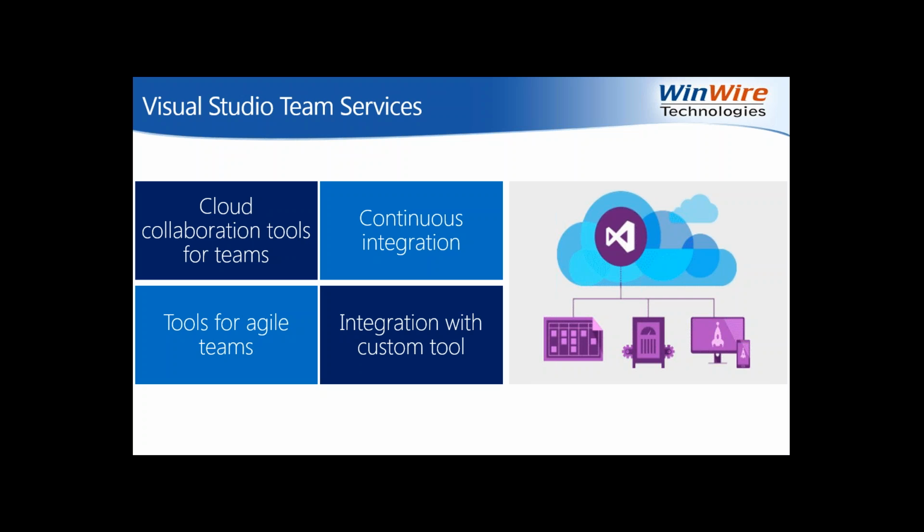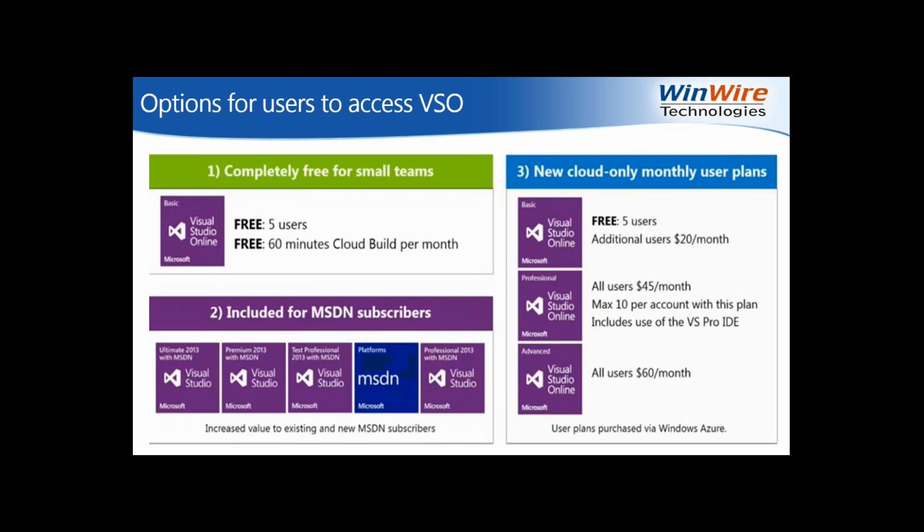Let's talk about what are the various options to access Visual Studio Online. If you have a team of 5 or less, you don't have to pay anything at all for the user plans. You also get, in this scenario, 60 minutes of free cloud build per month. The second option is through an MSDN subscription, to get Visual Studio Online through MSDN subscription.